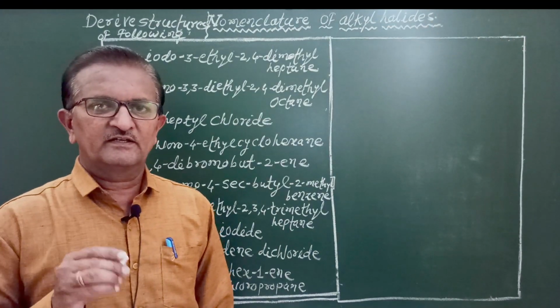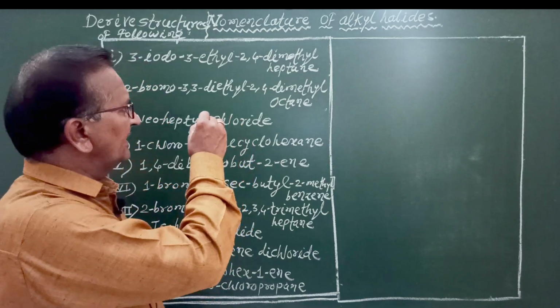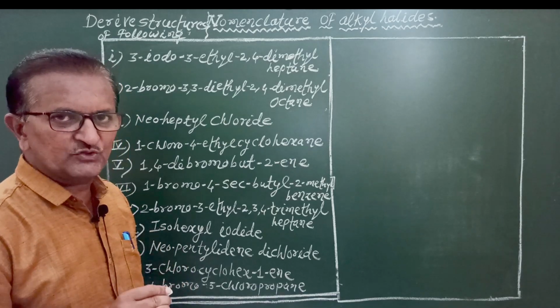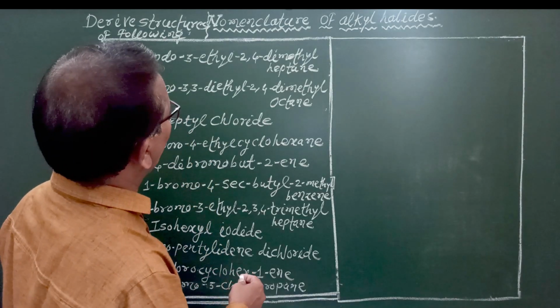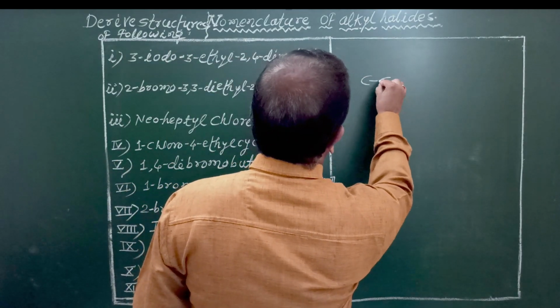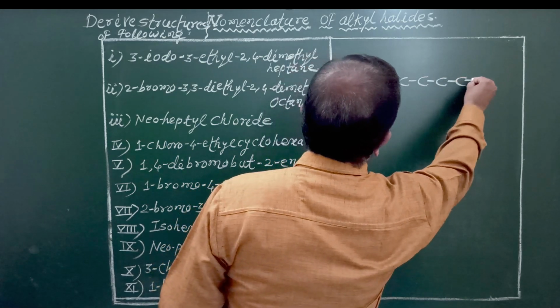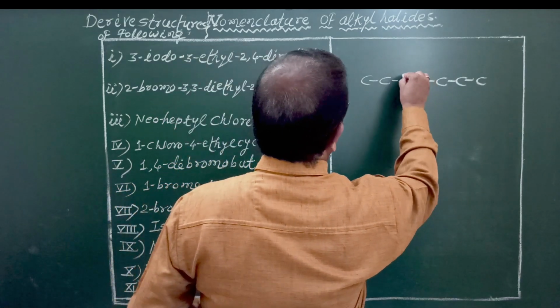Friends, here we will derive structures of compounds from either IUPAC names or common names. This is quite a simple job. Let us see first 3-iodo-3-ethyl-2,4-dimethyl heptane. Heptane, we have to write 7 carbon atoms: 1, 2, 3, 4, 5, 6 and 7. 3-iodo means at carbon number 3.